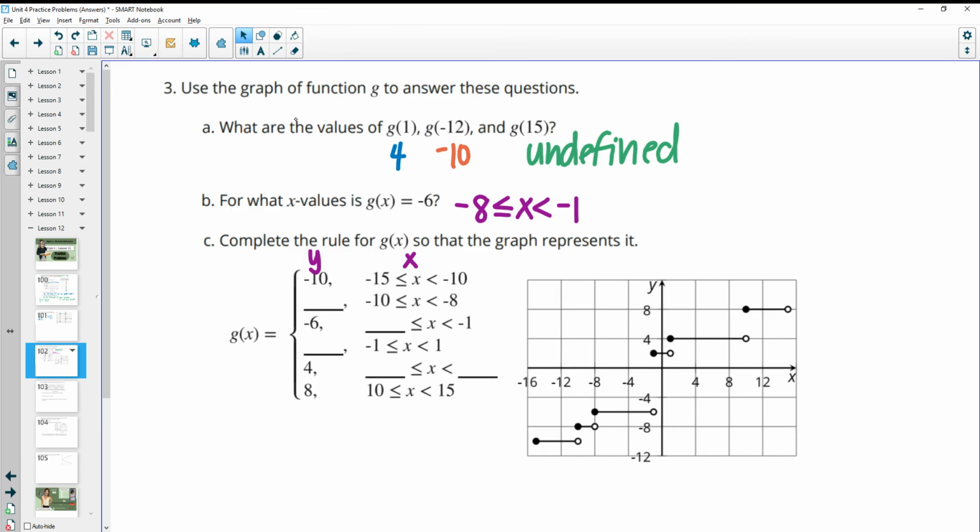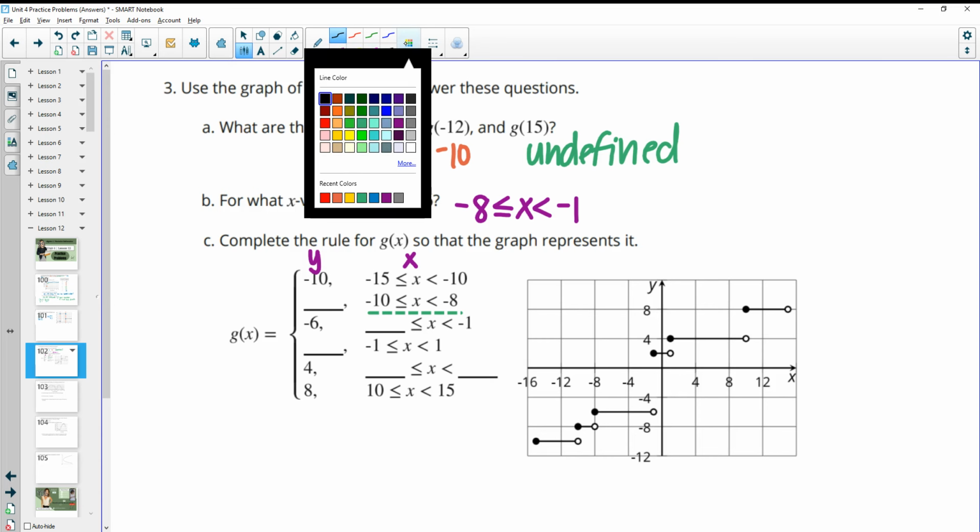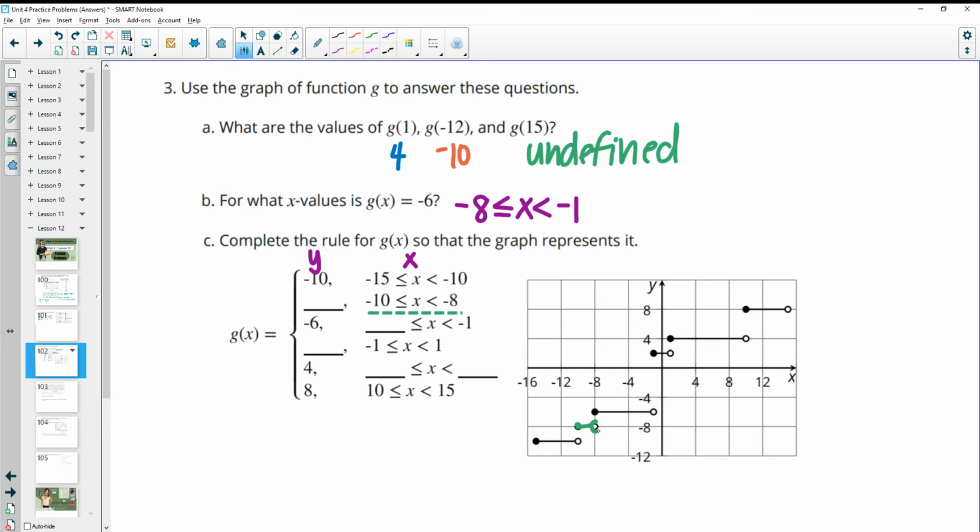All right, so then we want to be looking at when x is between negative 10 and negative 8. So here's negative 10. And here's negative 8. So here's negative 10 to negative 8. So what y value is this? And that's at negative 8.